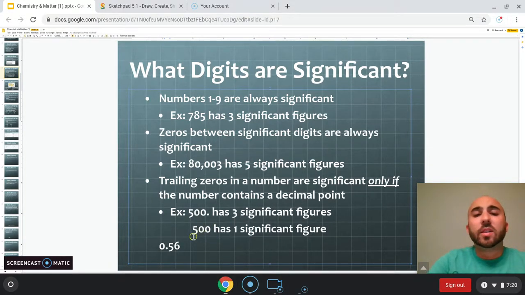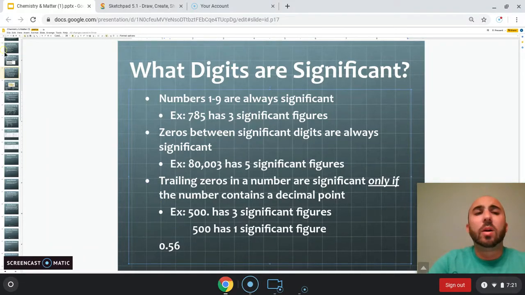If you look at this number 500, the only difference from the example above it is that this 500 has no decimal point, whereas this one does. So these zeros are not significant because there's no decimal point present. So the only digit here that's significant is the 5. It's the only one we count, and there's only one significant figure here.